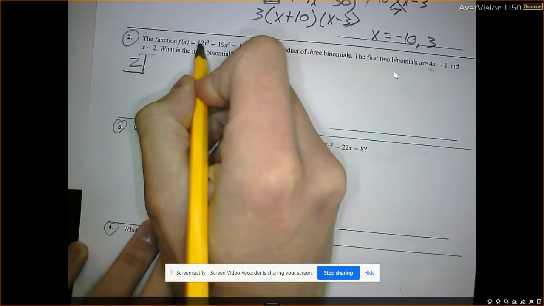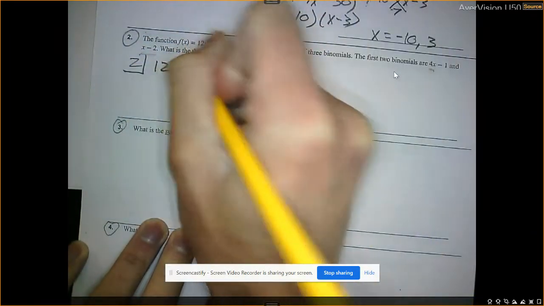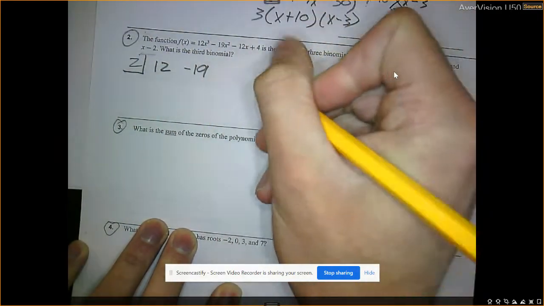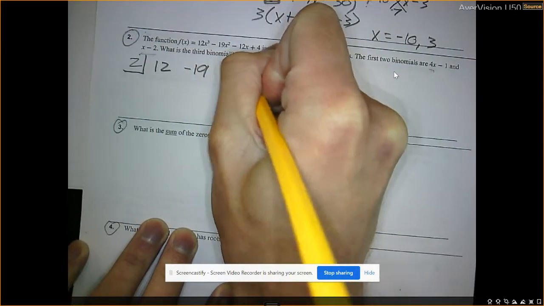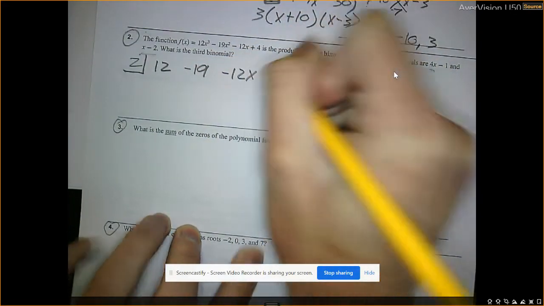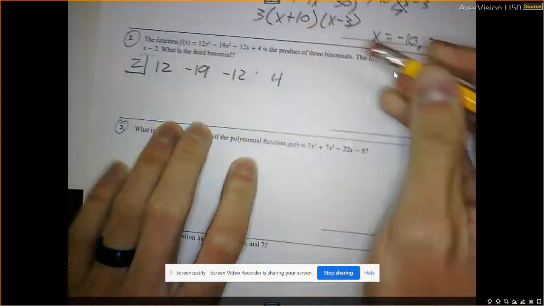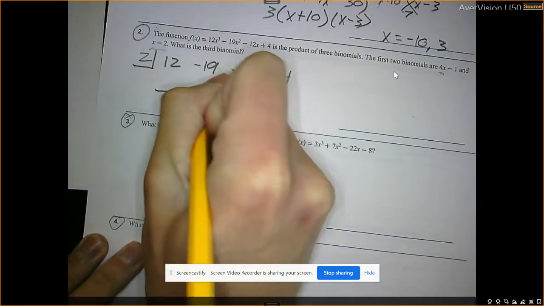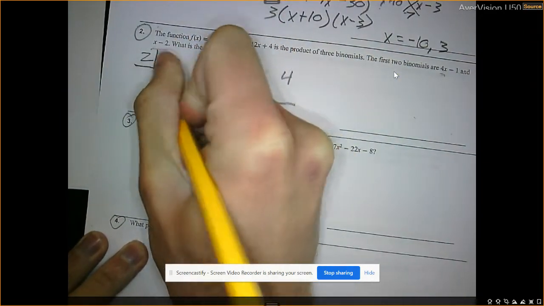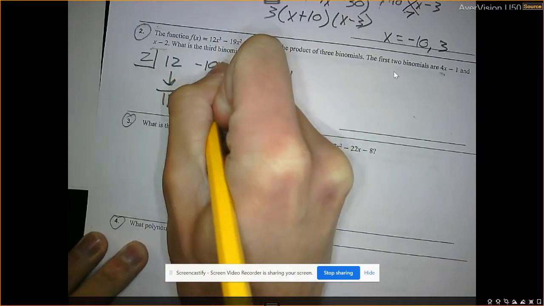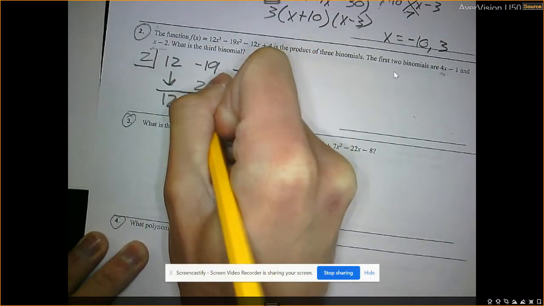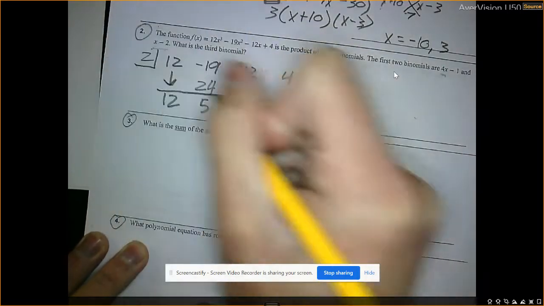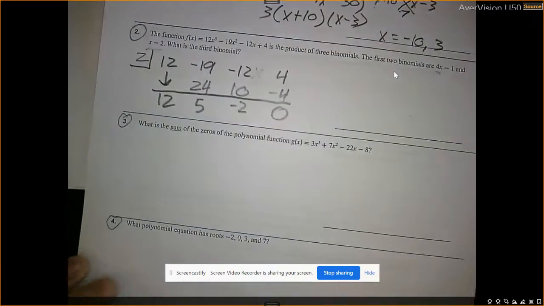So let's follow along. I have 12x cubed, negative 19x squared, negative 12 single x's, and then 4 is my constant. I don't know why I wrote the x. You never write your variables in synthetic division. I drop down the first 12. 12 times 2 is 24. Negative 19 plus 24 is 5. 5 times 2 is 10. Negative 12 plus 10, negative 2. Negative 2 times 2, that's negative 4. Boom, no remainder.